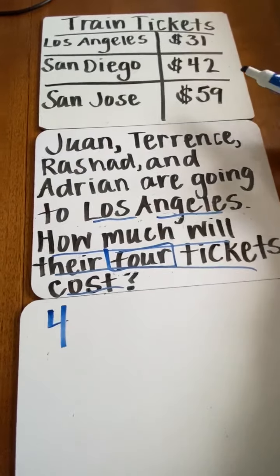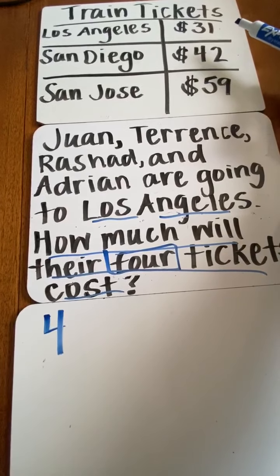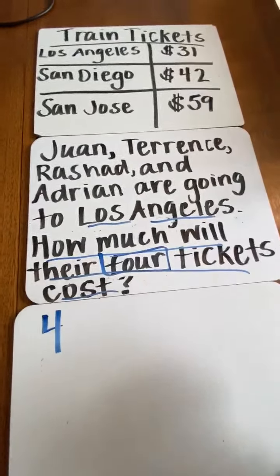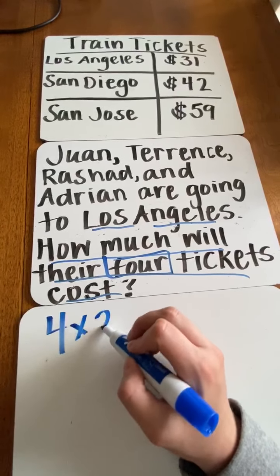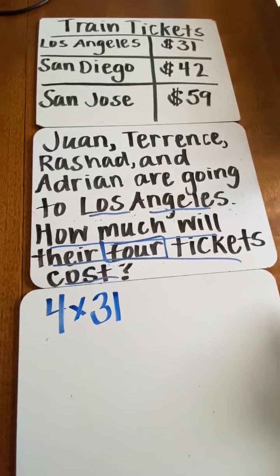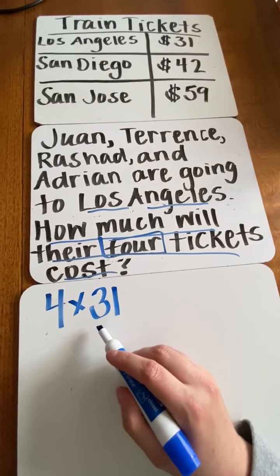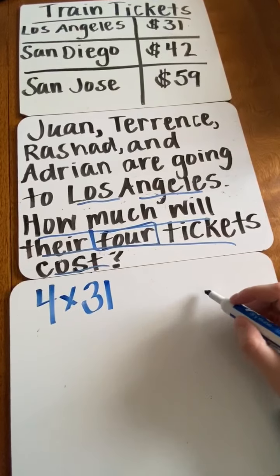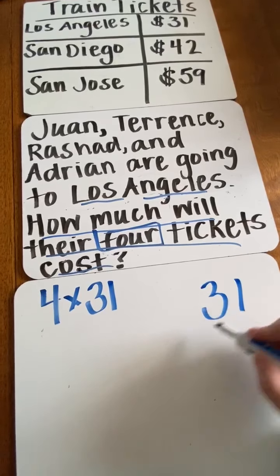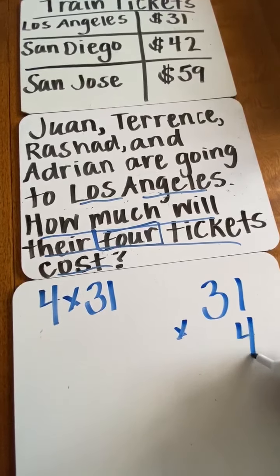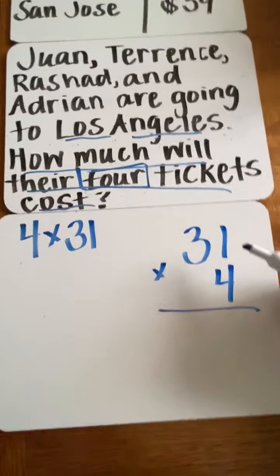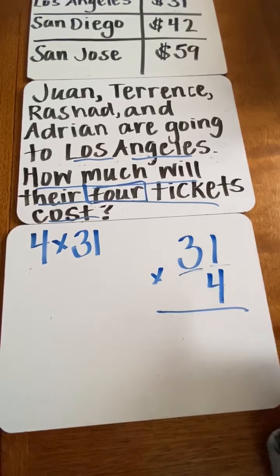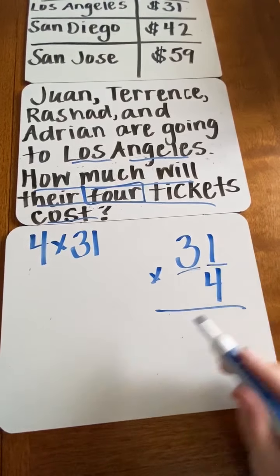So I'm going to need to reference my chart again to figure out how much does a ticket to Los Angeles cost. Oh, it costs $31. So I'm going to need to do 4 times 31. I could add up 31 4 times, but that might take me a little bit longer. So I'm going to do partial products like we've been practicing. 31 times 4. So 31 is a 2-digit number, right? I have a 3 in my tens place and a 1 in my ones place. So I'm going to break it up.